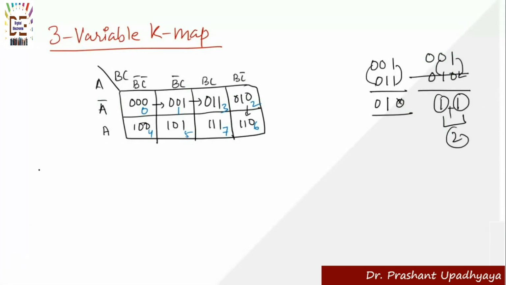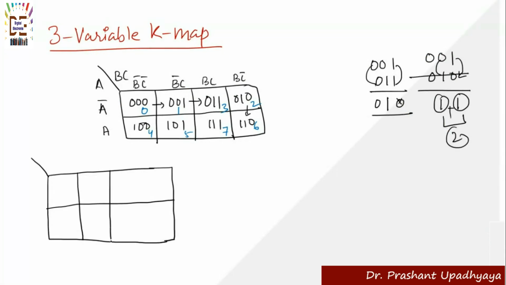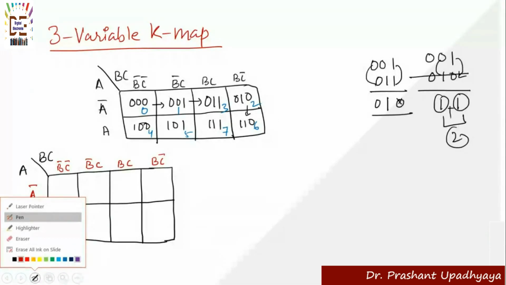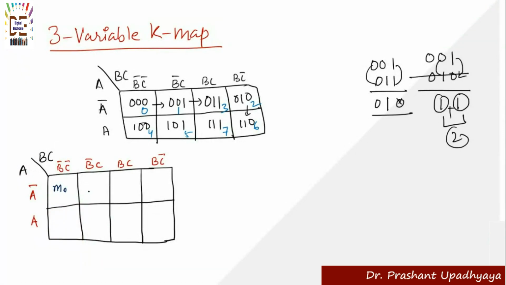I can simply write it in this form. I have to draw this block like this. If I write A here, I can write BC here. Then A bar and A, then B bar C bar, B bar C, BC, then BC bar. The filling we are doing is M0 here, M1 here, M3 here, M2 here, M4, M5, M7, M6. Why are we using this K-map method? Because we have to minimize it.